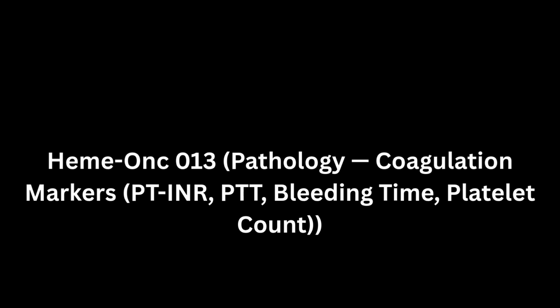Next is just going to be bleeding time. If you see any prolongation of bleeding time, then you know that you're going to be dealing with something wrong with the platelets rather than any of the factors. And then platelet count. The platelet count is just going to tell you if you're using platelets excessively or if there's any autoimmune destruction of platelets themselves.